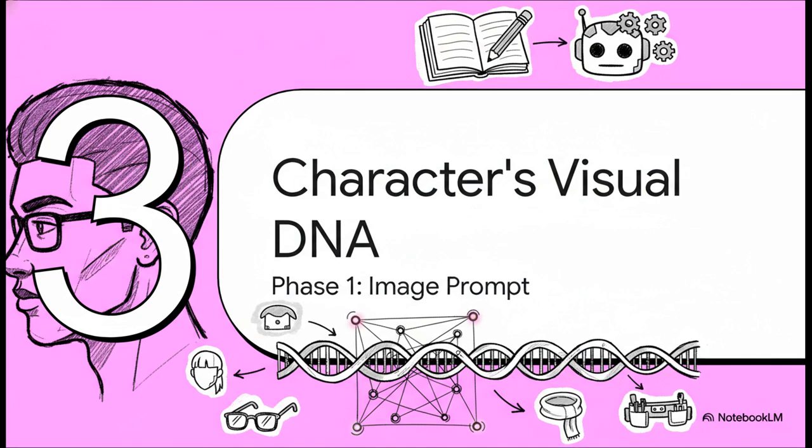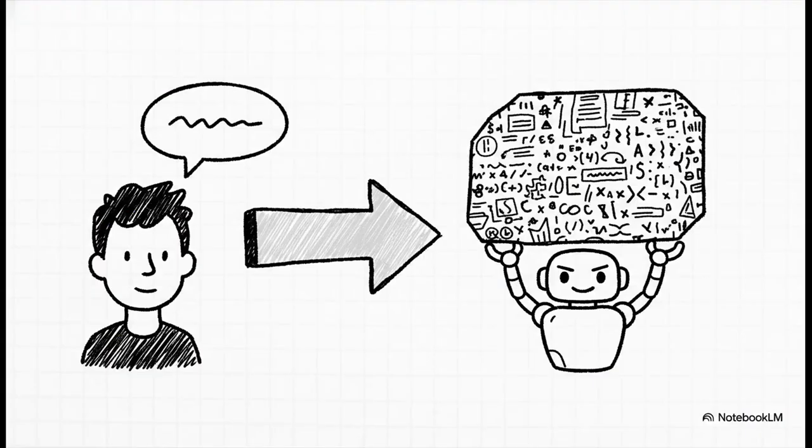So phase one is all about creating what I like to call your character's visual DNA. We need to create a rock-solid blueprint that the AI can understand and follow perfectly. And here's the best part. We're not going to write some crazy technical prompt ourselves. No way. We're going to use our good friend ChatGPT as our scriptwriter. We'll just tell it what we want in plain English and let it do all the heavy lifting.